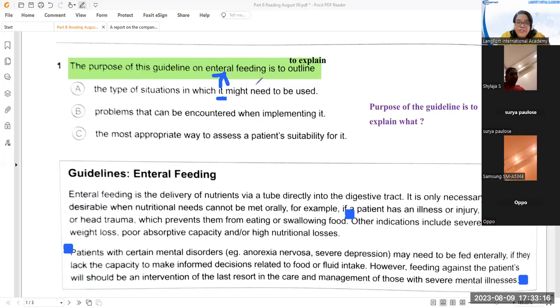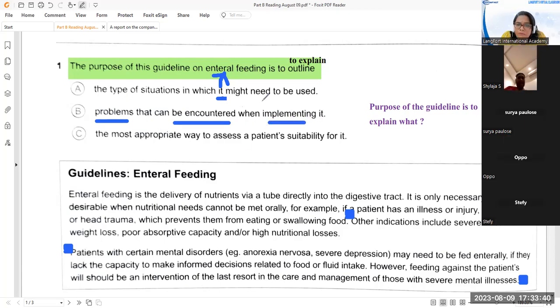Okay. The first option says that the purpose of the guideline is to explain the type of situation where we need to use enteral feeding. The second option says, as Surya has read, the purpose of the guideline on enteral feeding is to explain problems that we may have when implementing it. Have they talked about problems while implementing enteral feeding?